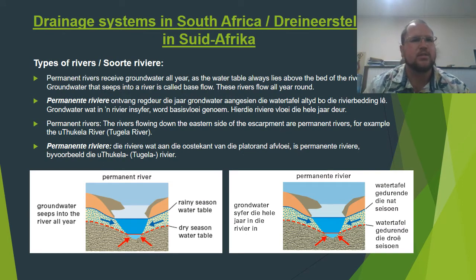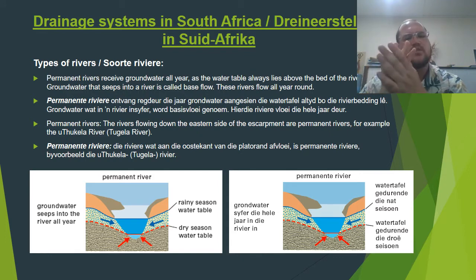I just want to go back one slide. I can't go back one slide. The types of rivers that we find, the previous slide was a copy of the one before it, sorry about that. The types of rivers we find are permanent rivers, non-permanent rivers and perennial rivers.